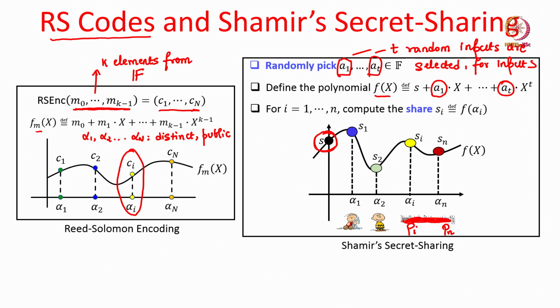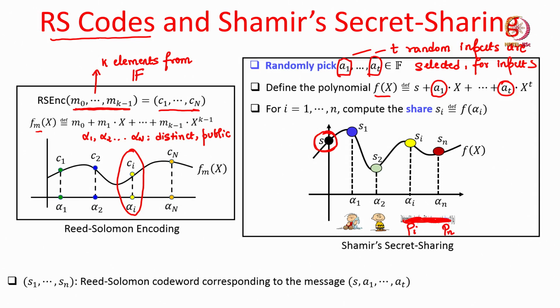Is there any similarity between these two primitives? And the answer is yes. If we closely see the vector of Shamir shares, this vector of shares can be interpreted as the Reed-Solomon code word corresponding to a message which has t plus 1 elements, and where the elements are S, A1, A2, up to At.